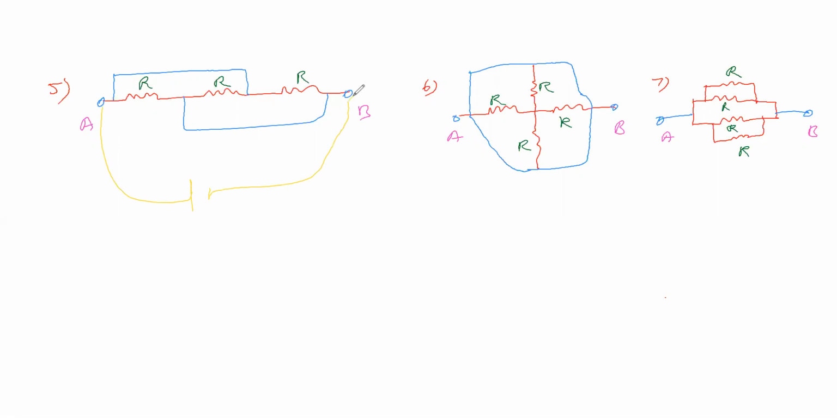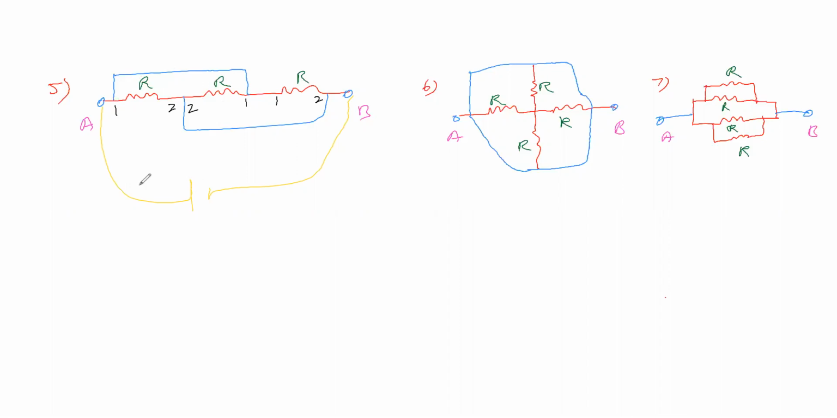Here, let us assume that each resistor has two terminals, terminal 1 and terminal 2. We assume this is terminal 1, this is terminal 2, and for the second resistor, this is the first terminal, this is the second terminal. For the third resistor, this is the first terminal, this is the second terminal we consider. Now see here, the positive terminal of the battery is connected to the first terminal of all the three resistors.